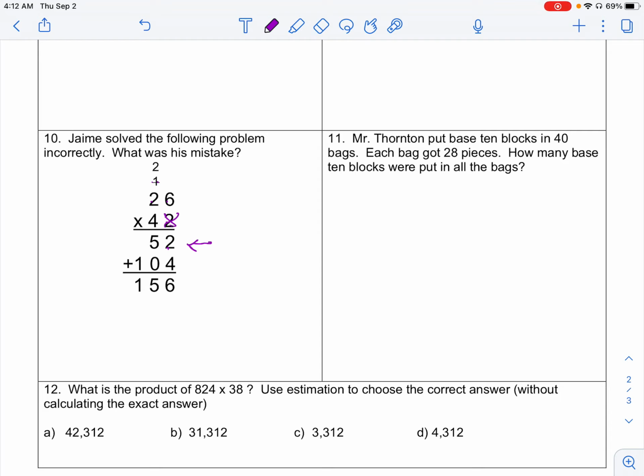I'm done with the 2. I move on to the 4. And don't forget to... uh-oh. Do you see their mistake? They didn't put a 0 here. Yep, no 0 in the second multiplication. Okay, and you guys pretty much see that one every time. I think you'll be fine with that question.